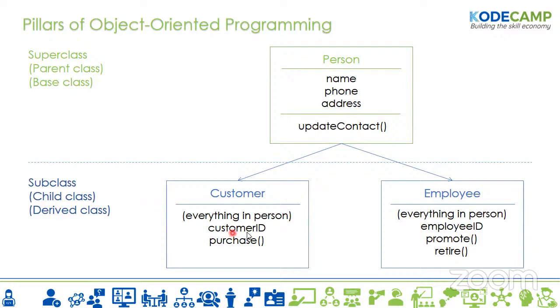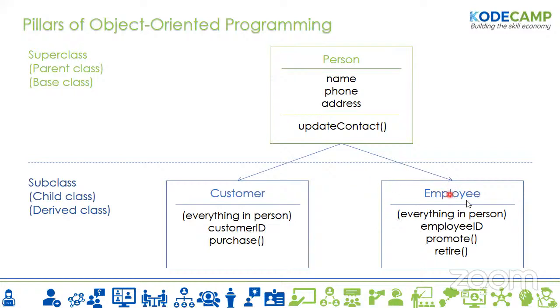Then now we're tagging along a customer ID and a purchase, in case the customer wants to purchase something. So these are two, and here this is a property, and this is a method. So we can add properties, or attributes, if we want, and we could add methods if we want.